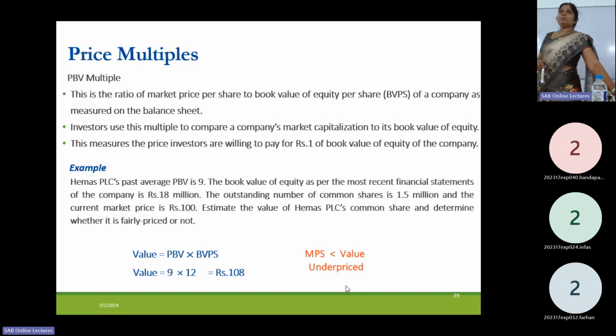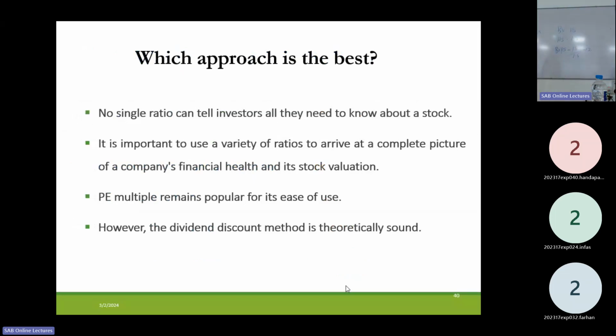Based on the different variables, you can calculate price multiples. Price is the denominator, right? So based on the price, we calculate different multiples. Right. Now, what is the conclusion?